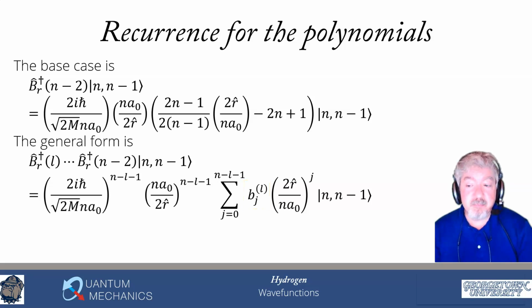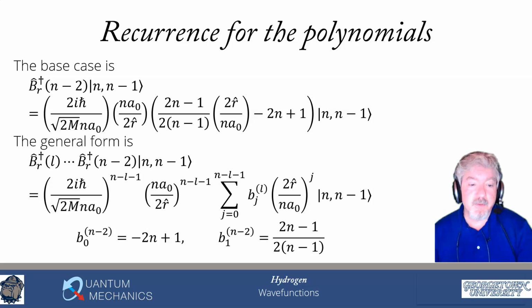This is still a completely exact statement because the only things that I'm really manipulating are the constants out in front, and those all essentially just go into defining what this b_j of L is. Okay, so this is a perfectly general statement. Now for the induction proof, and of course our base case is given by b0 of n minus 2 is minus 2n plus 1, and b1 of n minus 2 is 2n minus 1 divided by 2 times n minus 1.